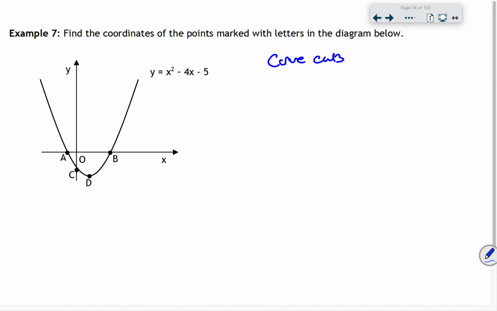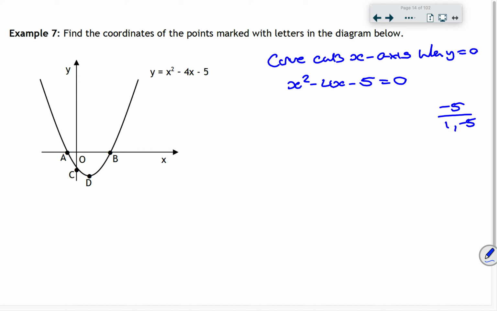Curve cuts the x-axis when y is equal to 0. So that would give me x squared minus 4x minus 5 is equal to 0. Factorise it. So factors of minus 5. So it's going to be 1 and negative 5. Or minus 1 and 5. So the one that works out is also going to be 1 and negative 5.